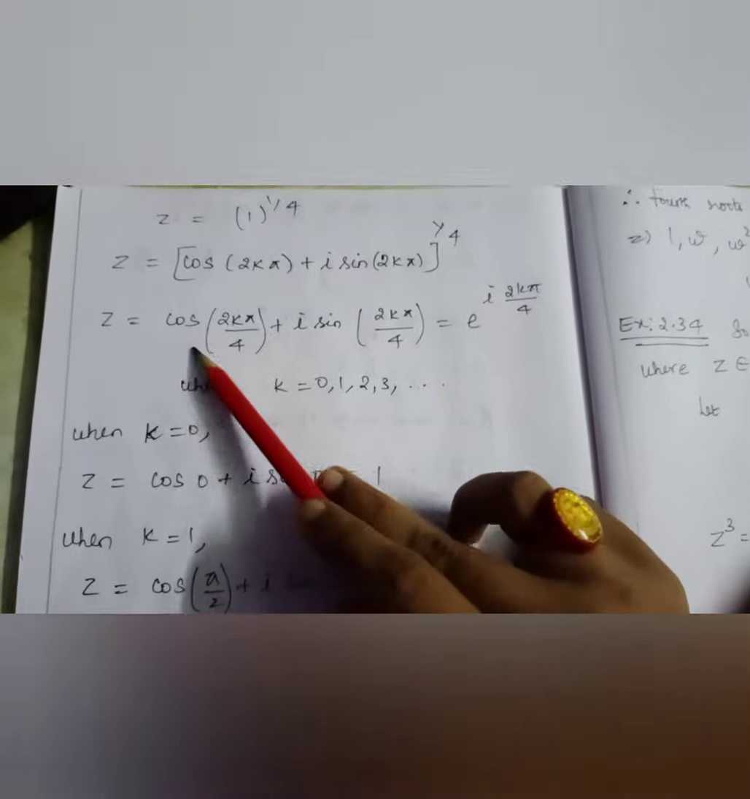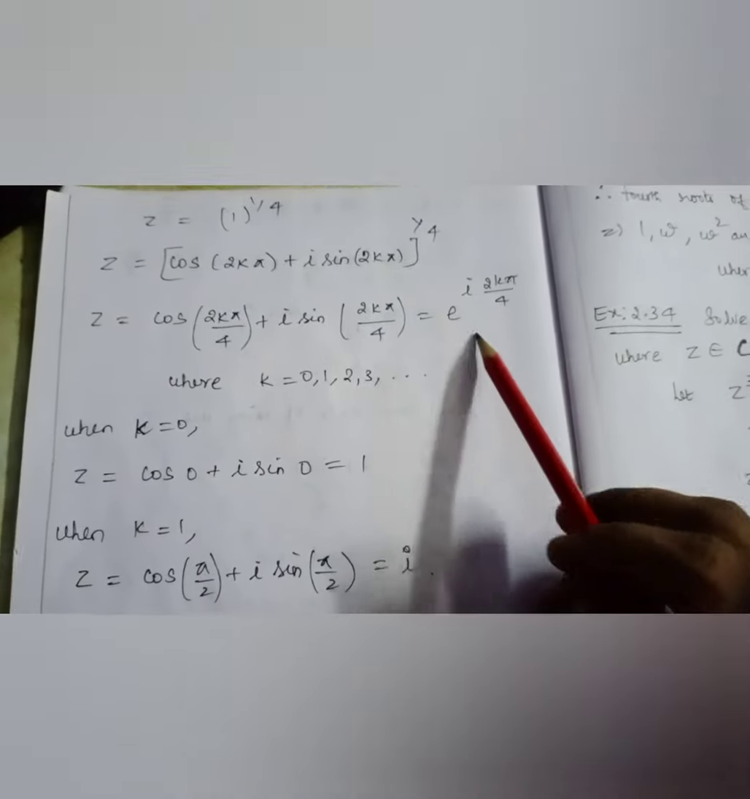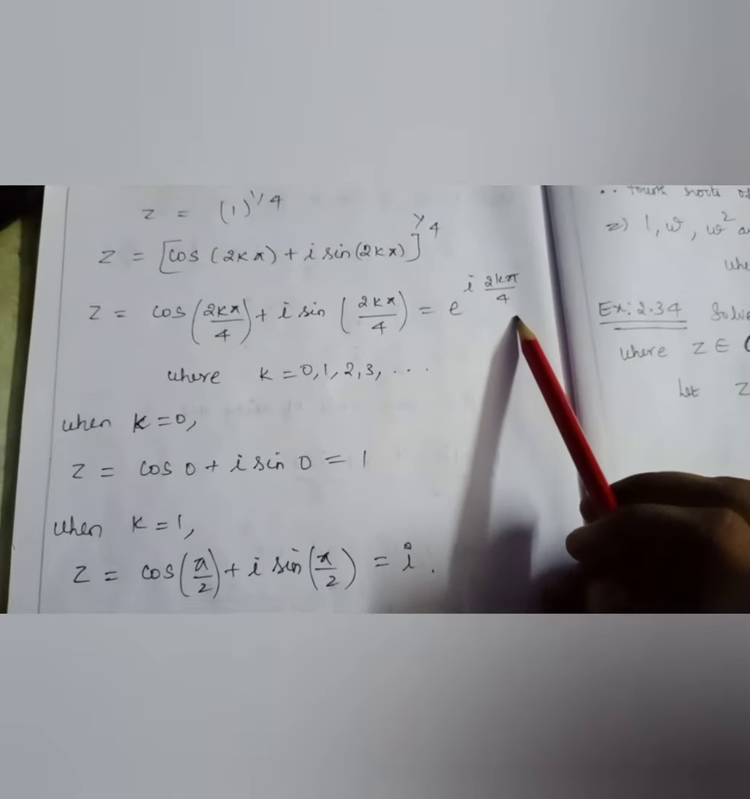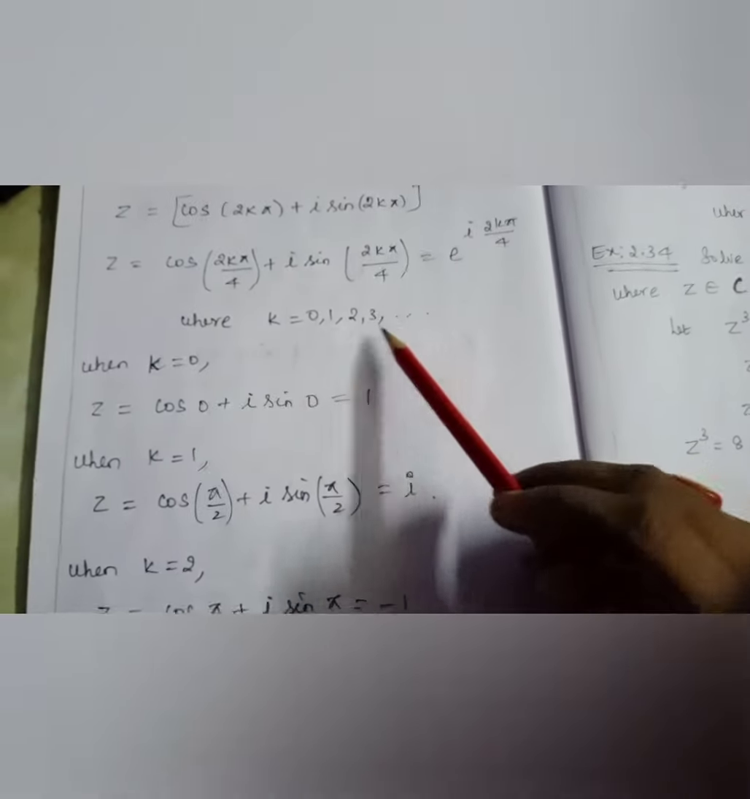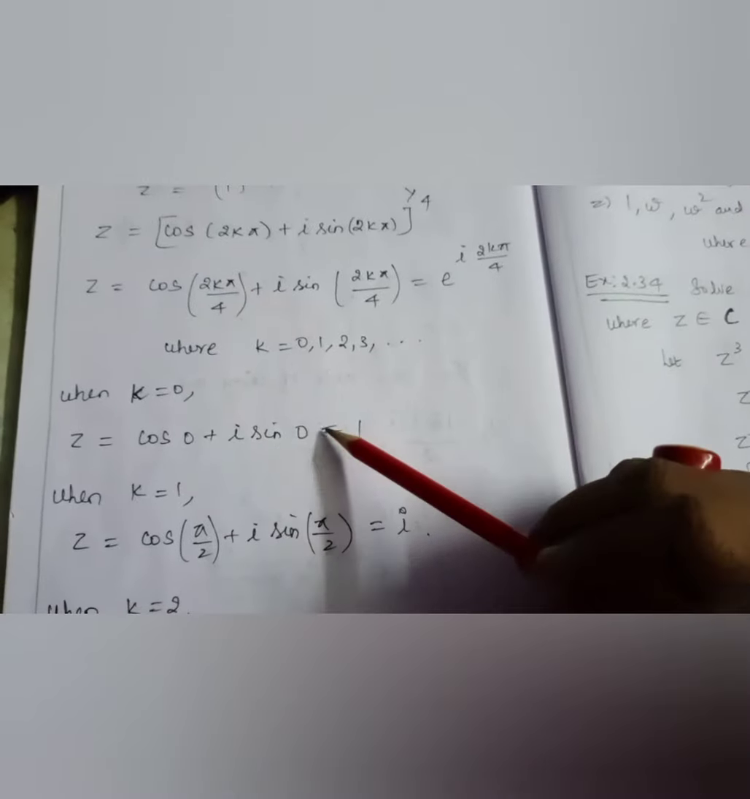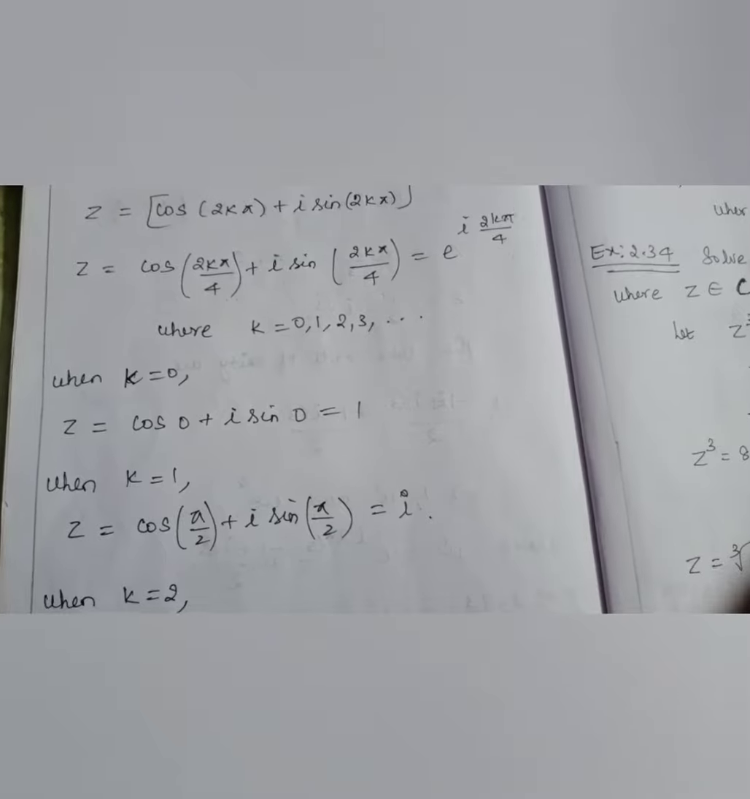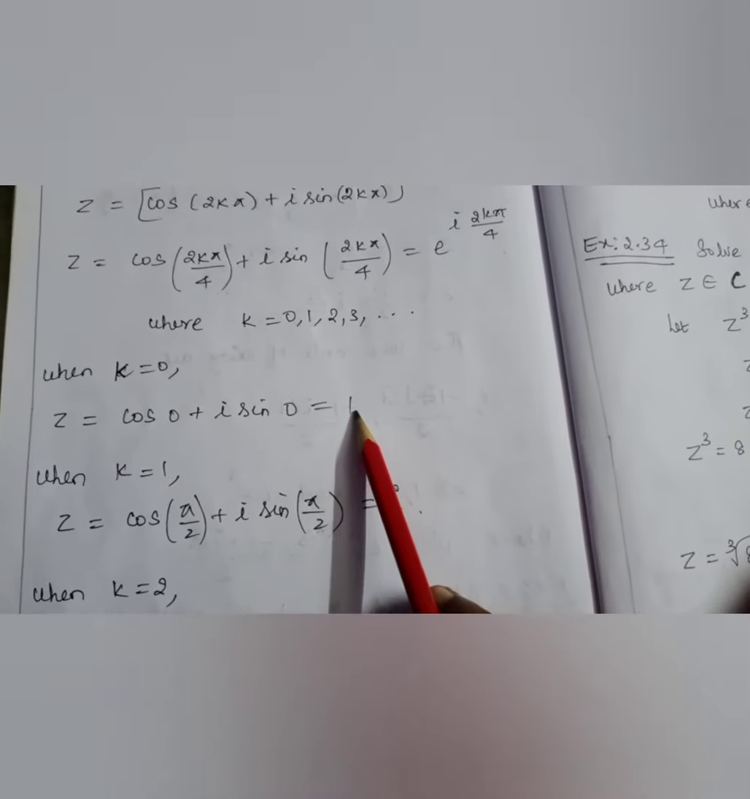So this will be z is equal to cos 2kπ/4 plus i sin 2kπ/4, which is equal to e^(i2kπ/4), where k takes the value 0, 1, 2, 3. Now first I will substitute k equal to 0. So this becomes cos 0 plus i sin 0. Sin 0 is 0, so 0 into i becomes 0. Cos 0 is 1. So we will get the answer to be 1.